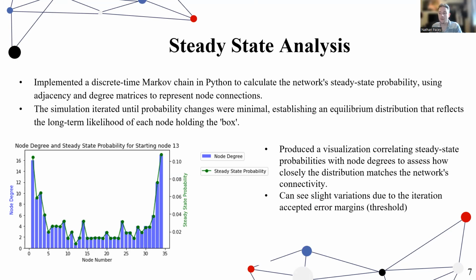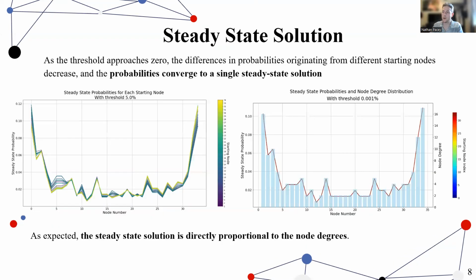And we can see that for a single node with a small threshold of about 1%, there's a strong correlation between the steady state probabilities and the node degrees. As well, when we increase that threshold, we can see that there's less of a correlation, or there's more differences from the starting node to which node has the most probability at the end.